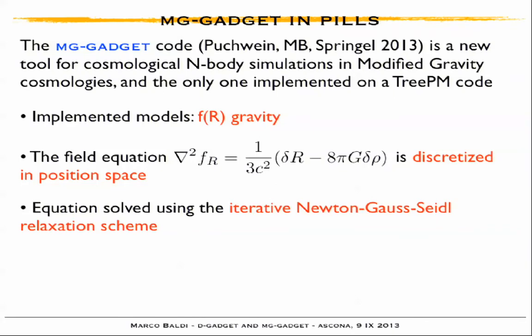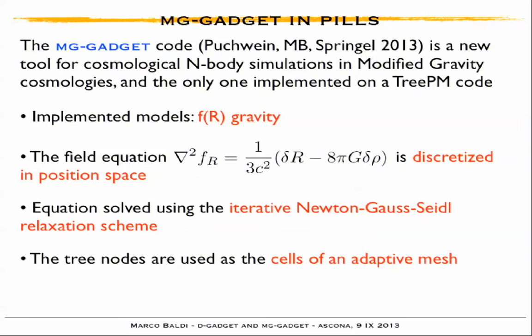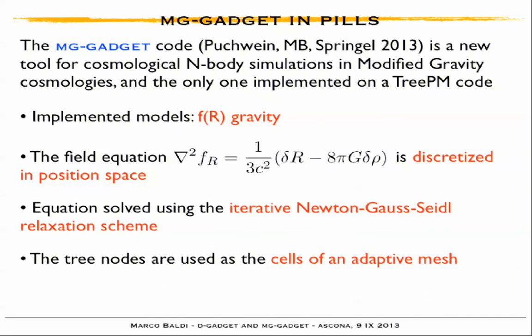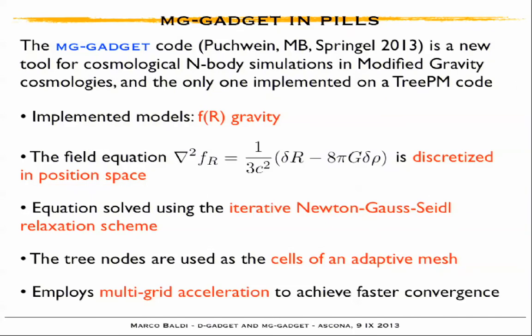Now, you all know that GADGET is not an adaptive mesh refinement code, but what we do is use this trick. We can use the tree nodes of GADGET as the cells of an adaptive mesh. And then we solve on this adaptive mesh. So it looks something like this. So you can use the tree part of the code as an adaptive mesh. Then the code also employs multi-grid acceleration. This is to achieve faster convergence when you map between different levels of the adaptive mesh refinement.